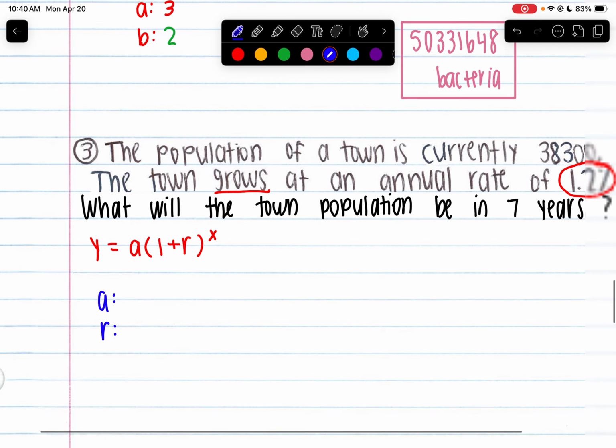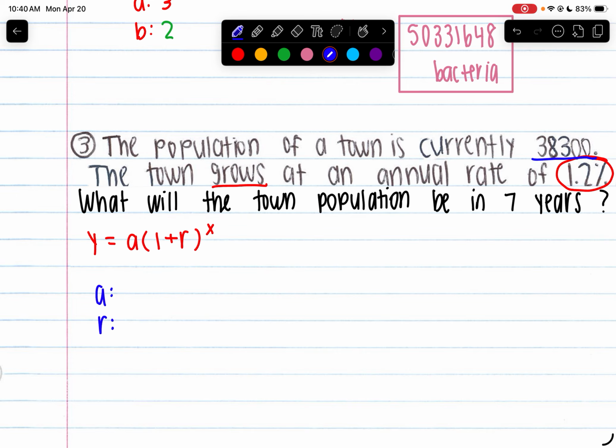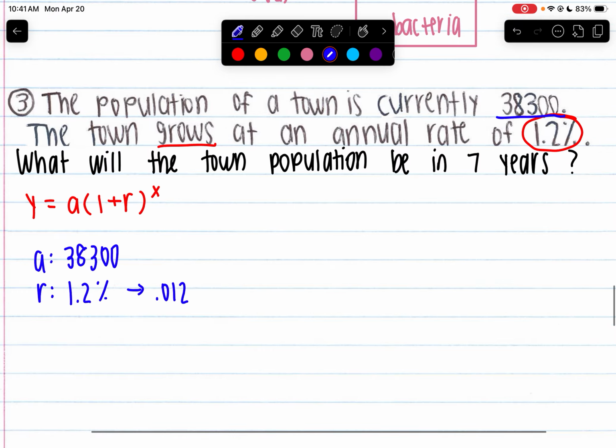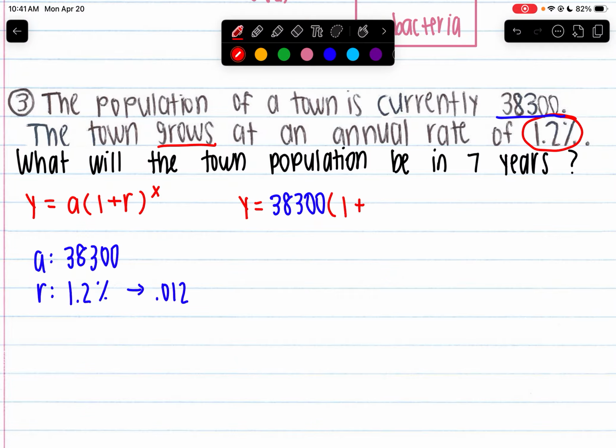A is your starting amount. The starting amount here is 38,300. And then the rate is 1.2%. We want to turn that percentage into a decimal, so it's going to be 0.012. So we're going to plug that information in. So I have y equals our a value of 38,300 times 1 plus, this is a growth problem, right? So 0.012, close parentheses, to the power of x.